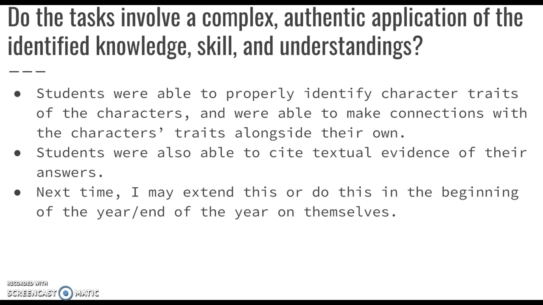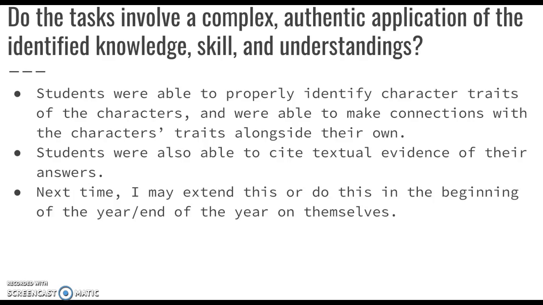The next question is, do the tasks involve a complex, authentic application of the identified knowledge, skill, and understandings? I said that students were able to properly identify character traits of the characters, and they were able to make connections with the characters' traits alongside their own. We also then discussed why it was so important to be able to cite textual evidence. We started off discussing why it was important with this certain assignment, and then we went on to discuss where else it would be important. We discussed court hearings, and different types of careers where you would need to be able to cite textual evidence, as well as cite normal evidence in general.